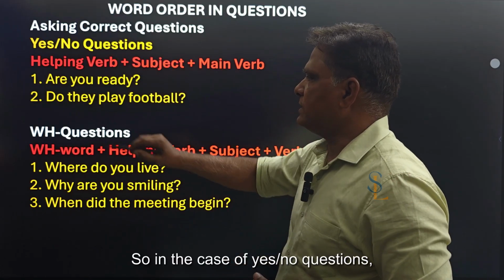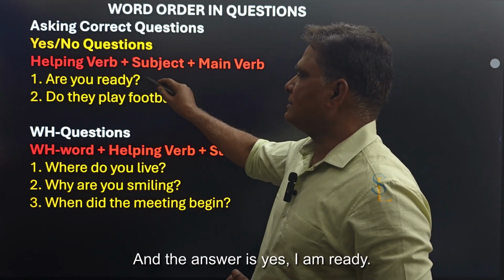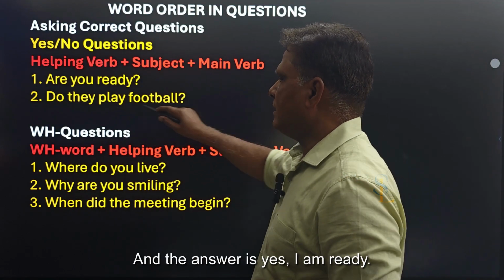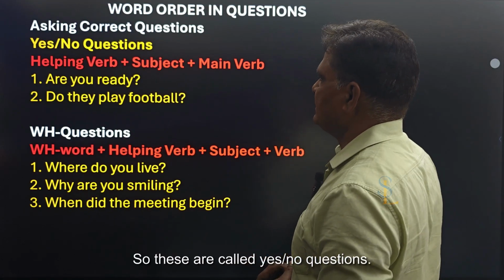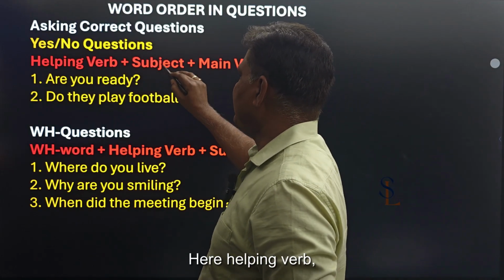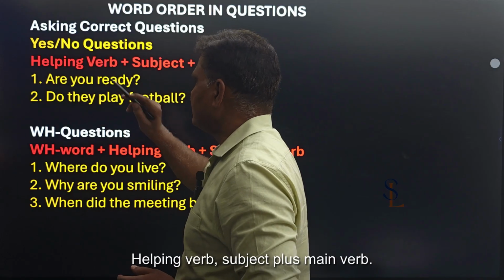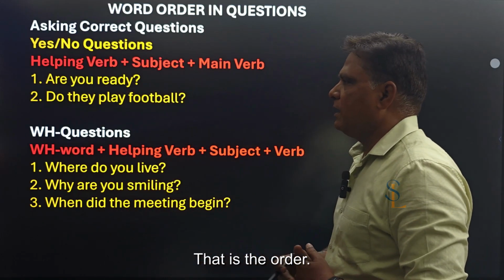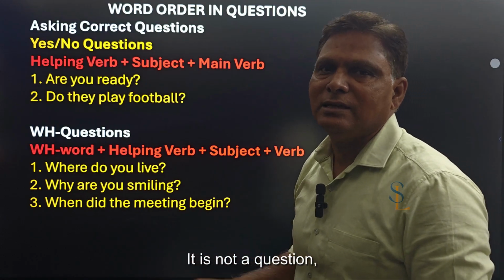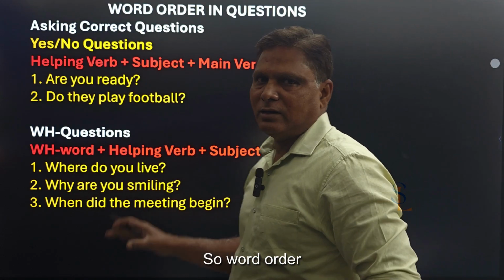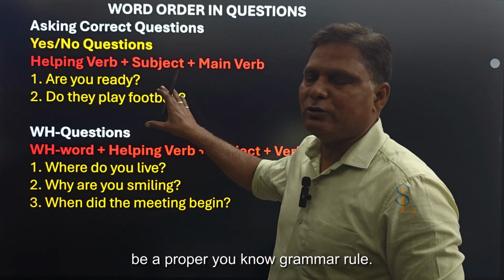So in the case of yes, no questions: Are you ready? Do they play football? And the answer is, yes, I am ready. No, I don't play football. So these are called yes, no questions. Here the order is helping verb, subject, plus main verb. That is the order: are, you, ready. Can it be, you are ready? It's not a question, it is an assertive sentence. So word order in questions should follow proper grammar rules.